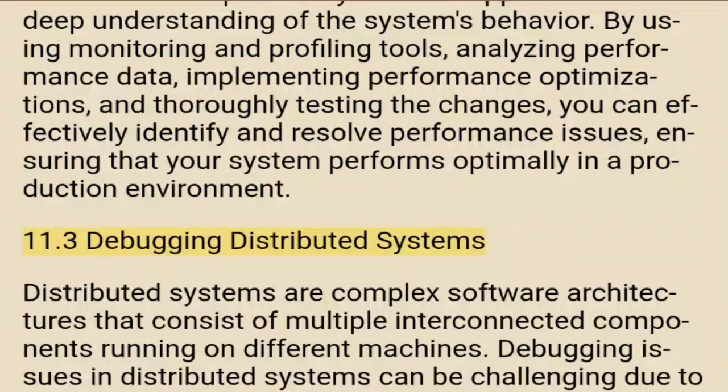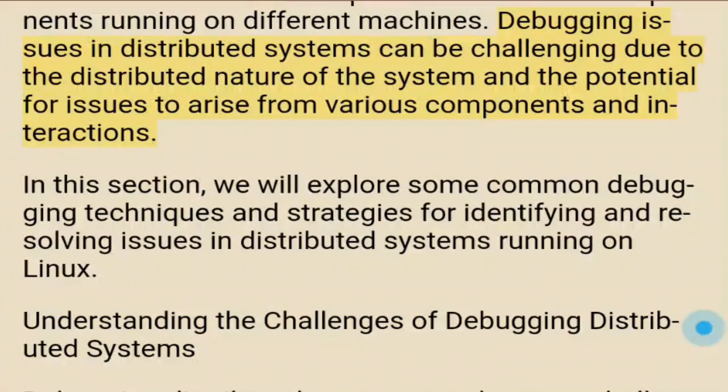11.3 Debugging distributed systems. Distributed systems are complex software architectures that consist of multiple interconnected components running on different machines. Debugging issues in distributed systems can be challenging due to the distributed nature of the system and the potential for issues to arise from various components and interactions. In this section, we will explore some common debugging techniques and strategies for identifying and resolving issues in distributed systems running on Linux.